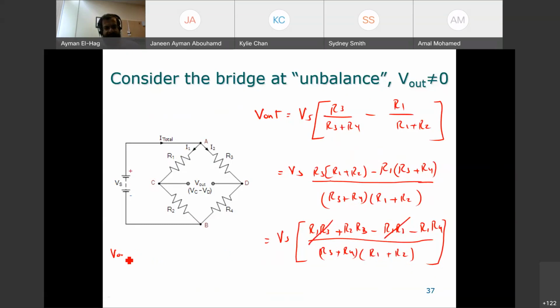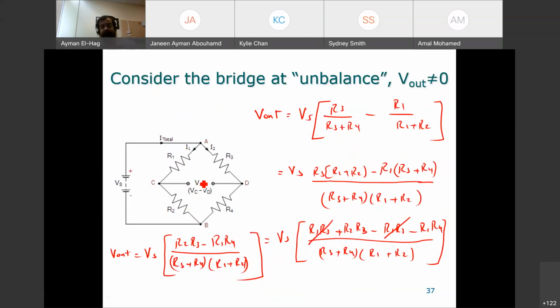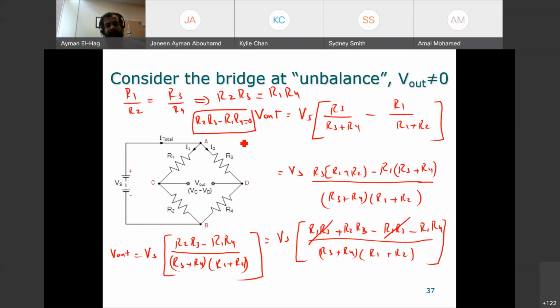So your V out, and this is your formula that you will be using a lot in this course, is Vs times (R2 R3 minus R1 R4) divided by (R3 plus R4) times (R1 plus R2). So if R1 over R2 is not equal to R3 over R4, then this is the formula. Let's see, what if it is equal? What if R1 over R2 equals R3 over R4? It means that R2 times R3 is equal to R1 R4, or R2 R3 minus R1 R4 is equal to 0. And this becomes equal to 0.